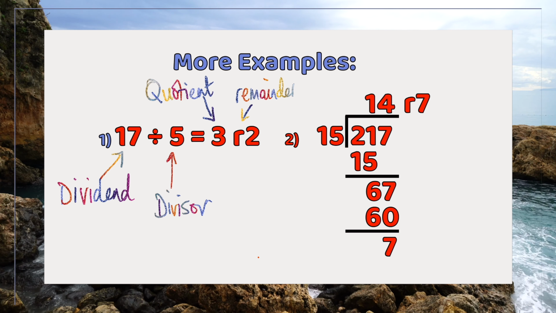And so what do we call all of this? Well, this part here inside the bus shelter, we call that the dividend. And what goes on the outside is the divisor. It's how much we're dividing it by. And then our quotient will be how many full amounts of 15 we can get in 217. And then there will be some left over. That spillover is called our remainder.